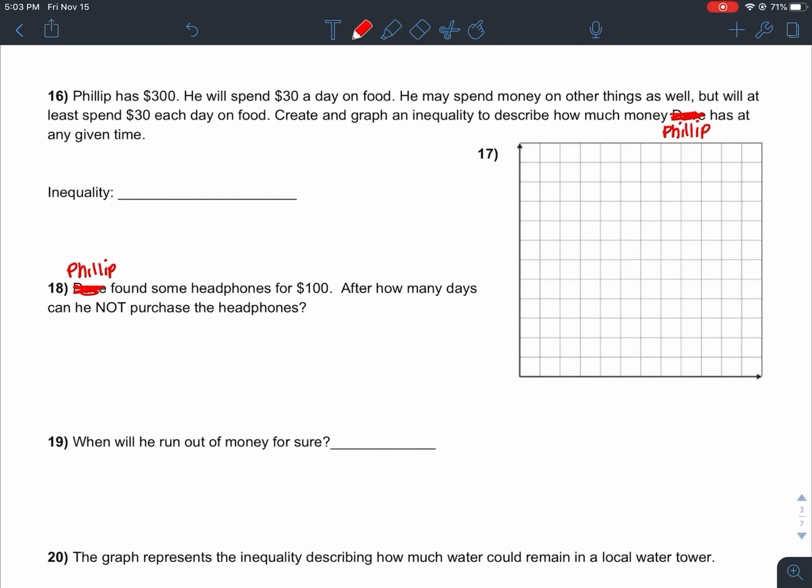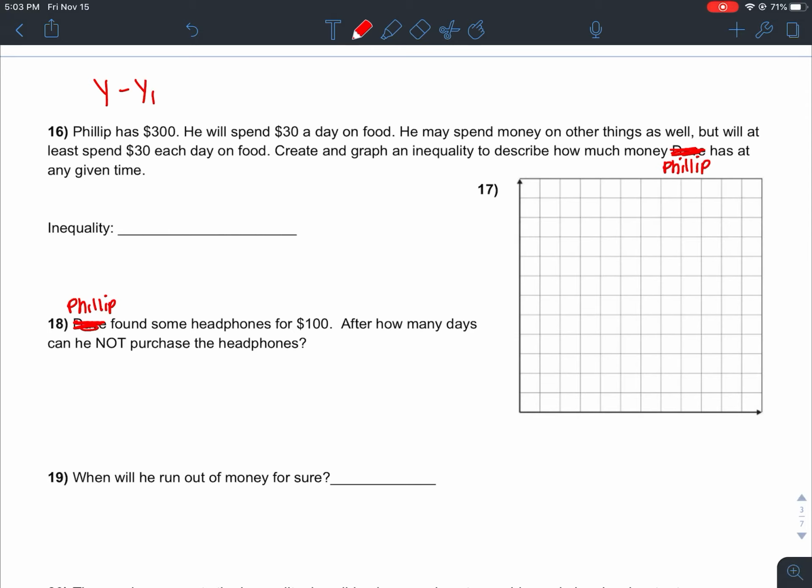So you want to think about this. We know that Philip starts with $300. Now we have three forms of equations. We have point slope, slope intercept, and standard form. So I'll go ahead and write down all three of those forms for us here. Okay, so we have three forms of equations here.